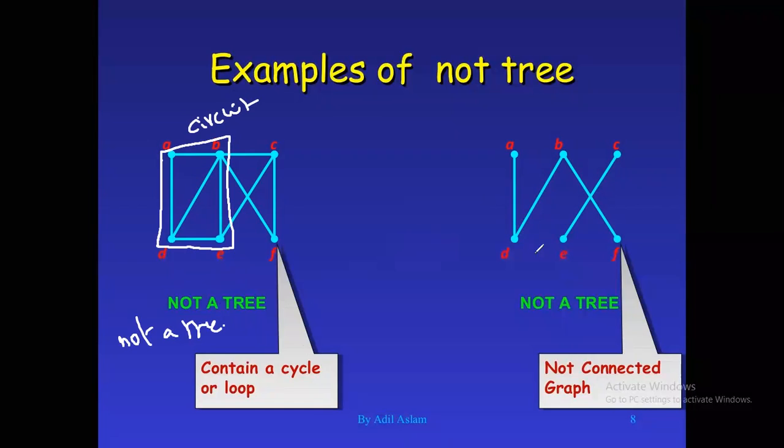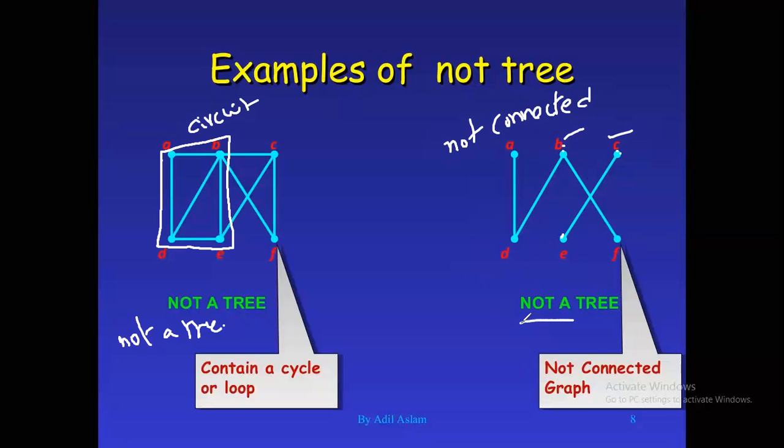Next, here, is it a tree or not? Is there any circuit? No, no circuit. But what is happening is, when I want to go from C to B, is there a path? C to E. I cannot travel C to B. Therefore, there is no path between every pair of vertices, which means it is not connected.